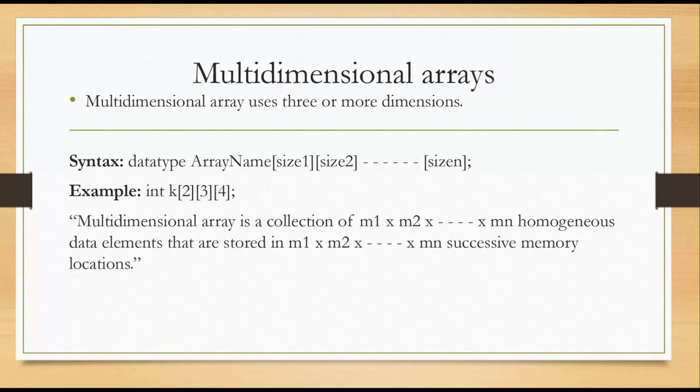And we can define a multi-dimensional array as a collection of m1 into m2 into so on mn homogeneous data elements that are stored in m1 into m2 into so on mn successive memory locations.